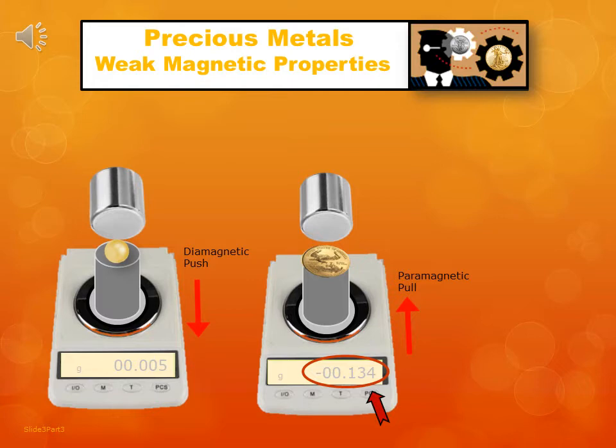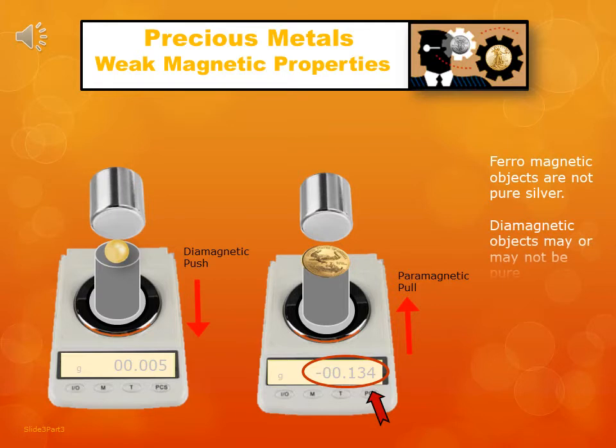Magnetic properties can provide useful information about precious metals. In summary, ferromagnetic objects are not pure silver. Diamagnetic objects may or may not be pure silver, more tests are needed. Paramagnetic objects are not pure silver.